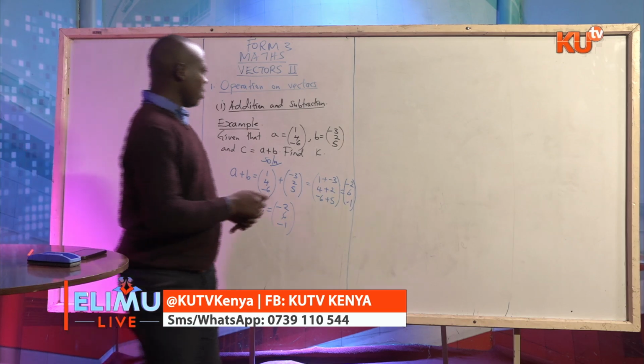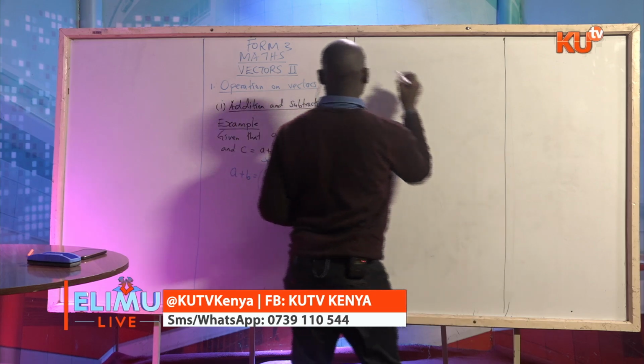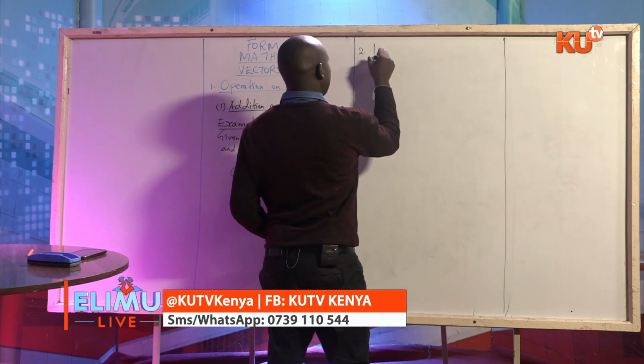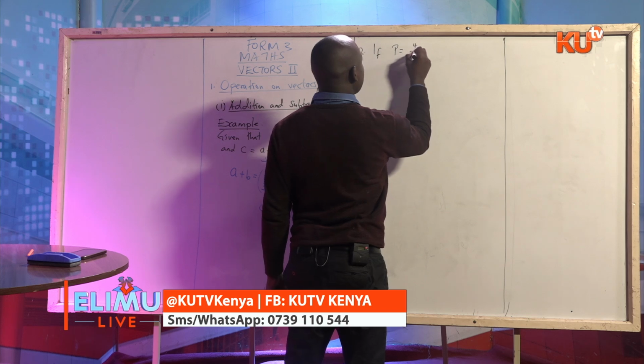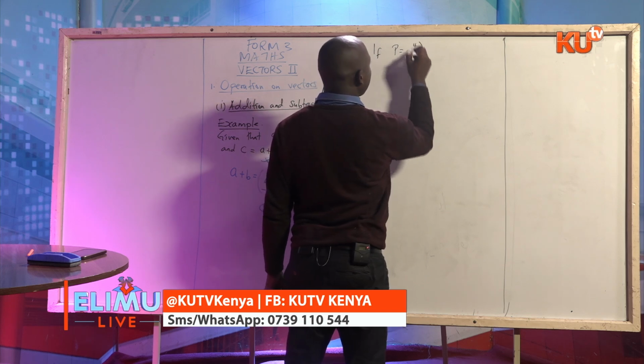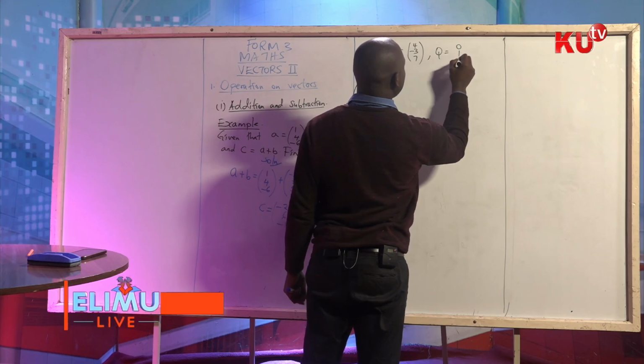Number 2, if we are told now to work out a case like this one, question 2: if the vector P is (4, -3, 7) and Q is (0, 1, 8).